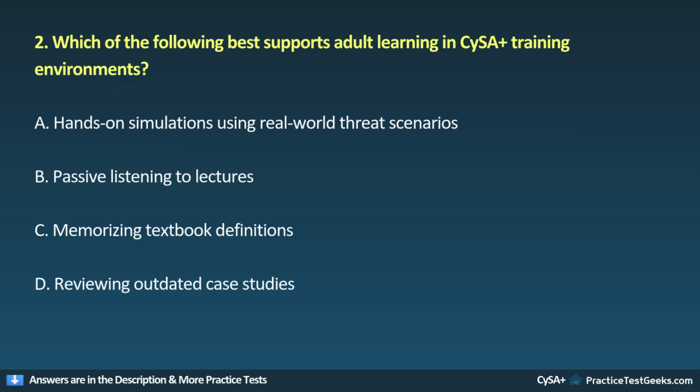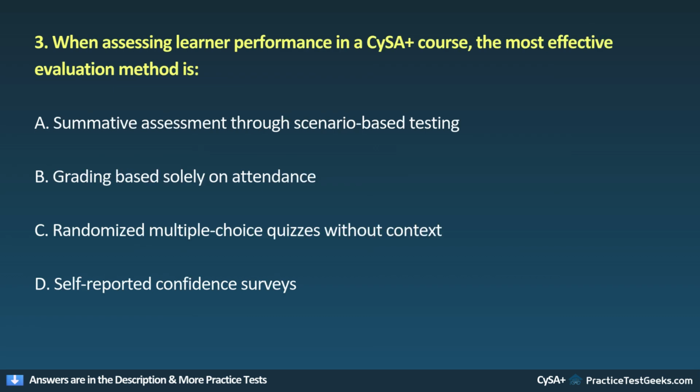2. Which of the following best supports adult learning in CySA+ training environments? A. Hands-on simulations using real-world threat scenarios. B. Passive listening to lectures. C. Memorizing textbook definitions. D. Reviewing outdated case studies.